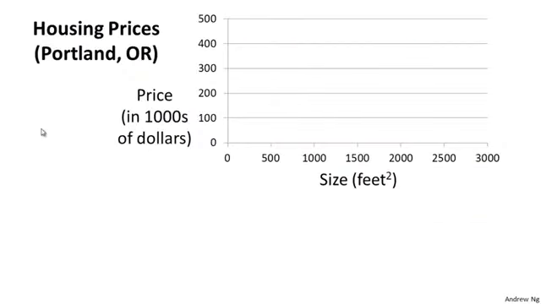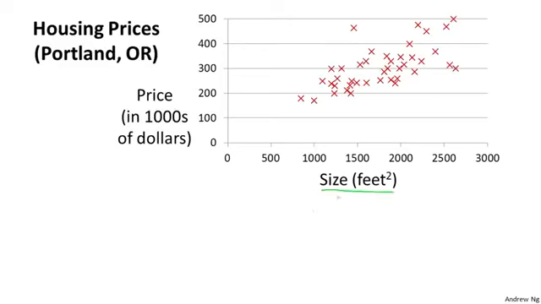Let's use our motivating example of predicting housing prices. We're going to use a data set of housing prices from the city of Portland, Oregon, and here I'm going to plot my data set of a number of houses that were of different sizes that were sold for a range of different prices. Let's say that given this data set, you have a friend that's trying to sell a house, and let's say your friend's house is of size 1,250 square feet, and you want to tell them how much they might be able to sell the house for.